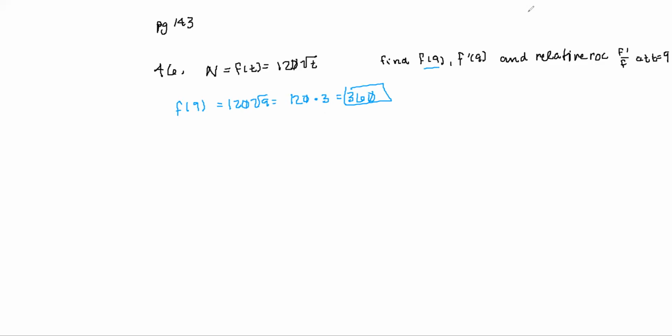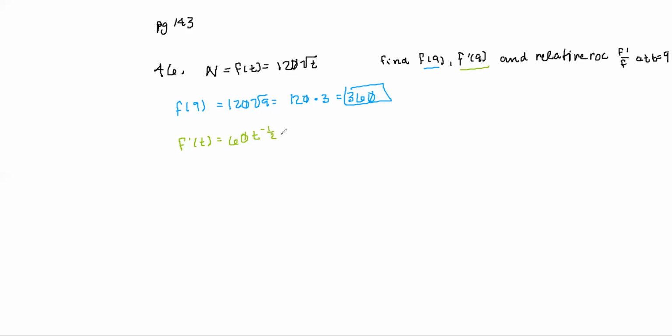All right. Now we have to find f prime of 9. How do we do that? Well, we're not going to be using what we got for this answer. We're going to be going back to the original equation so that we can find the equation for f prime of t. So if f of t is equal to 120 square root t, what is f prime of t? 60 t to the negative 1/2. Good.